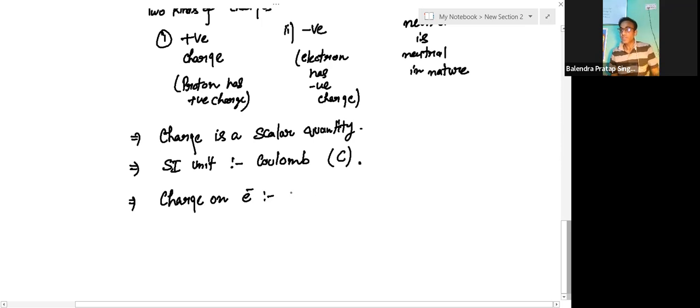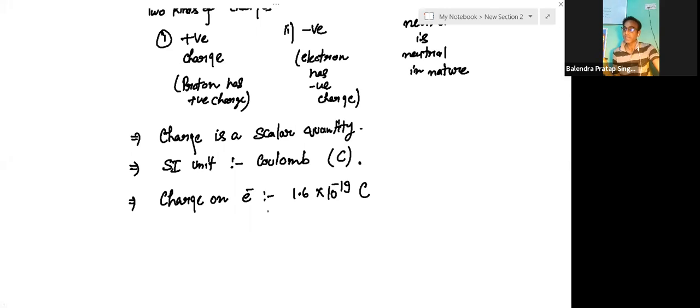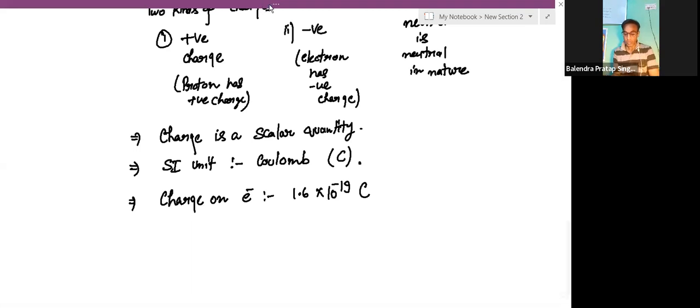How much is it? It is 1.6 × 10^-19 coulomb. This is the minimum amount of charge, which is held by the electron and also by the proton. Electron and proton have an equal amount of charge, 1.6 × 10^-19 coulomb. So these 3 points are very important: charge is a scalar quantity, it has SI unit coulomb, and the charge on an electron is 1.6 × 10^-19 coulomb.